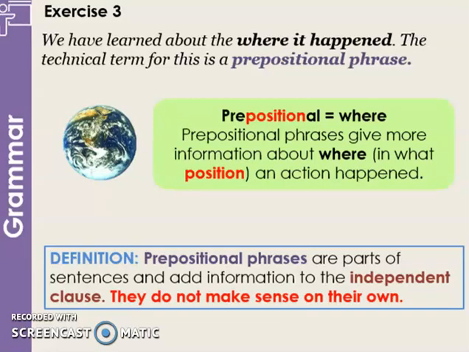In terms of grammatical terms, we're looking at prepositional phrases today. We've learned about where it happened. The technical term for this is a prepositional phrase. Prepositional, and if you notice the red bit in the middle, position, where. Prepositional phrases give more information about where, in what position, an action happened. Definition: prepositional phrases are parts of the sentence that add information to the independent clause. They do not make sense on their own.